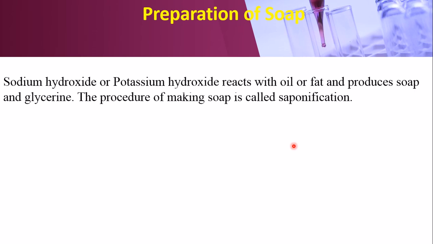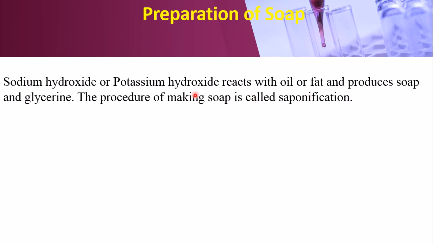Now preparation of soap. How soap is prepared in industry. This soap also you can prepare in laboratory. To prepare soap, we need sodium hydroxide or potassium hydroxide and oil or fat. To make sodium soap, we need sodium hydroxide as a base and it reacts with oil or fat. And to make potassium soap, we need potassium hydroxide as a base and it reacts with oil or fat.